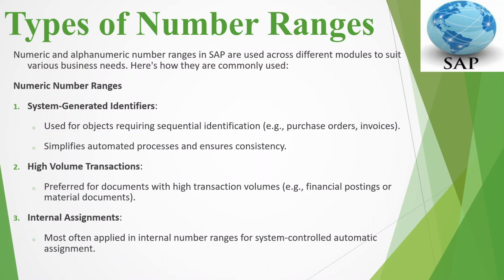So, numeric number ranges, let's see. System generated identifiers used for objects requiring sequential identification like purchase orders, invoices, and so on. It simplifies automated process and ensures consistency. Then, numeric number ranges are used for high volume transactions, preferred for documents with high transaction volumes like financial postings or the material postings.